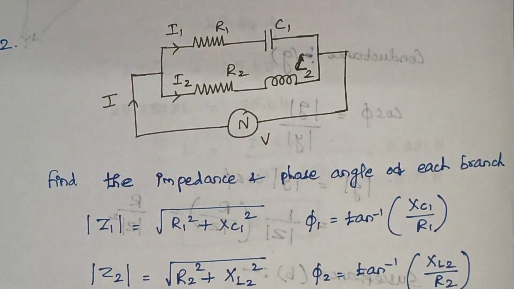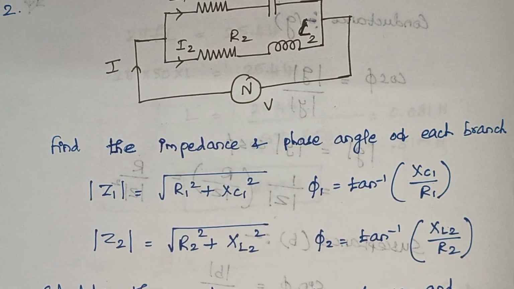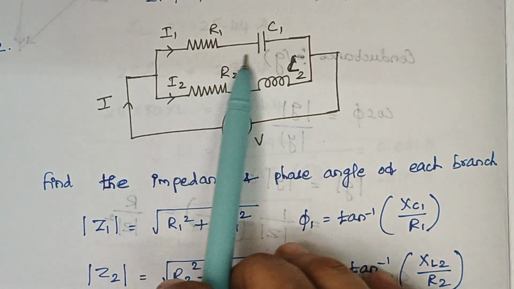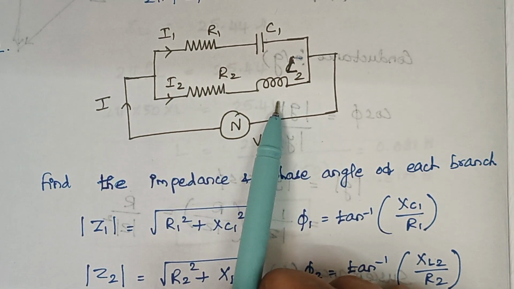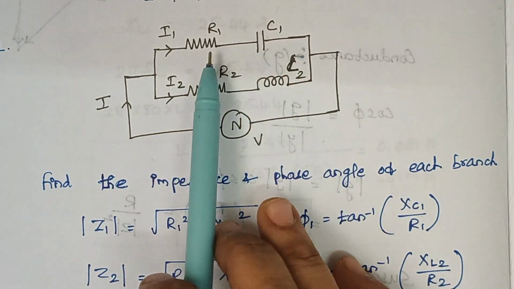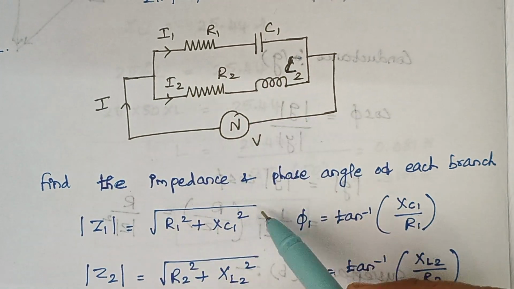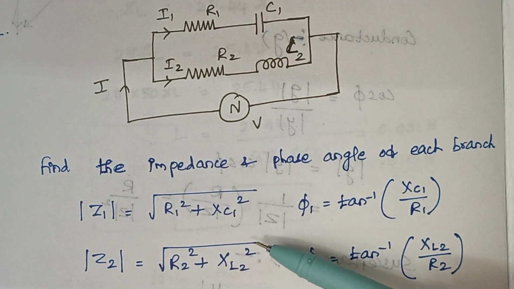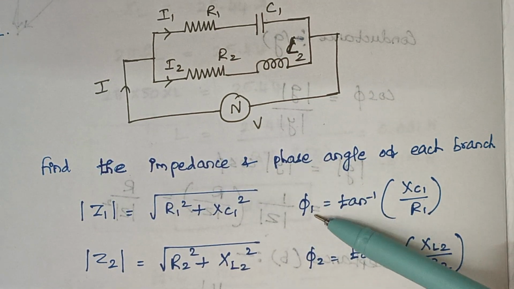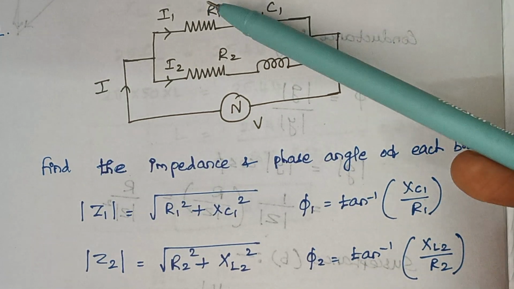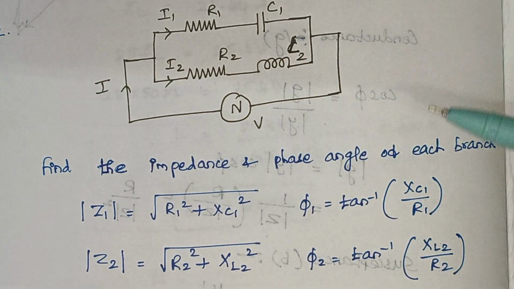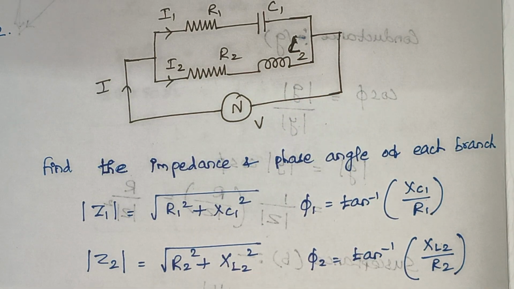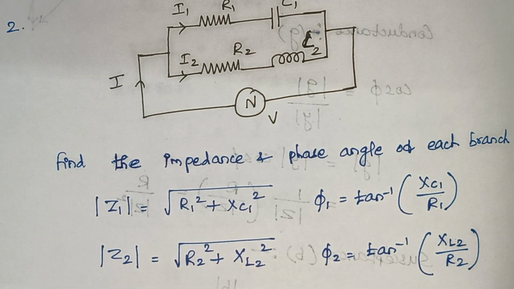And the second step is calculating the total impedance and phase angle. So here you see, let this be your impedance Z1 and these two constitute Z2. So Z1 is given by square root of R1 square plus XC1 square, and Z2 is given by square root of R2 square plus XL2 square, right? And phi 1 is nothing but tan inverse of XC1 by R1, and here this phi 2 is nothing but tan inverse of XL2 by R2, right? So these are all the basic steps to be done.